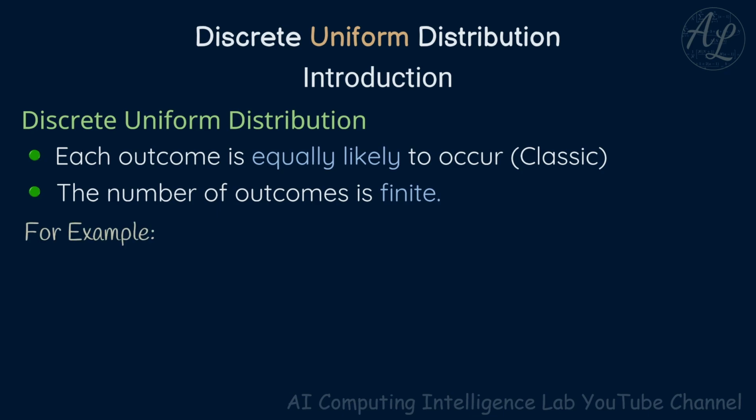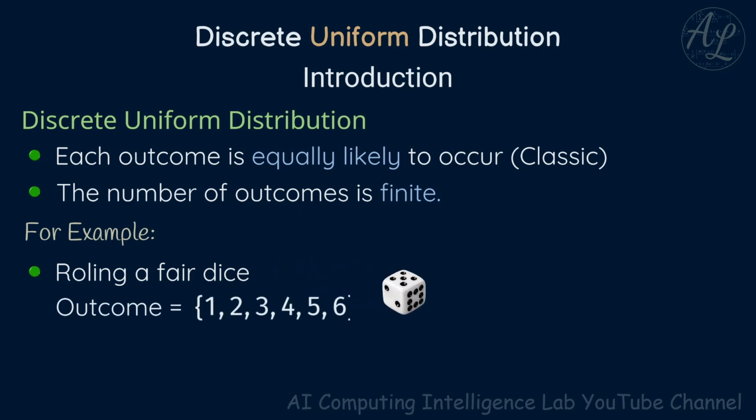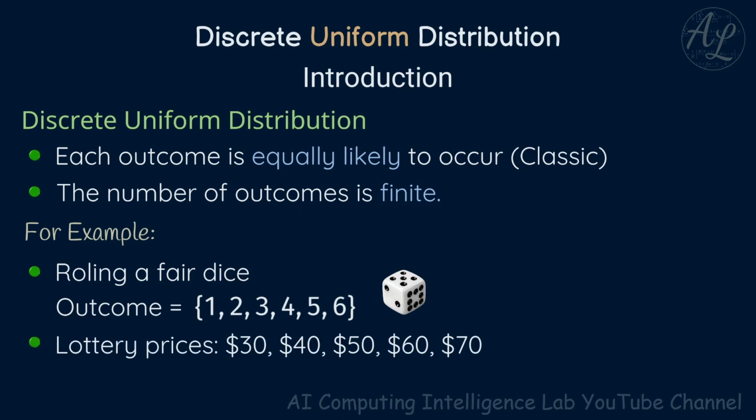Let's have an example. I have just shown you the dice example. Since it's fair, each of its possible outcomes has an equal chance to occur. And since the number of outcomes here is finite, it can give rise to a discrete uniform distribution. Another example is, let's say you are in a lottery game.